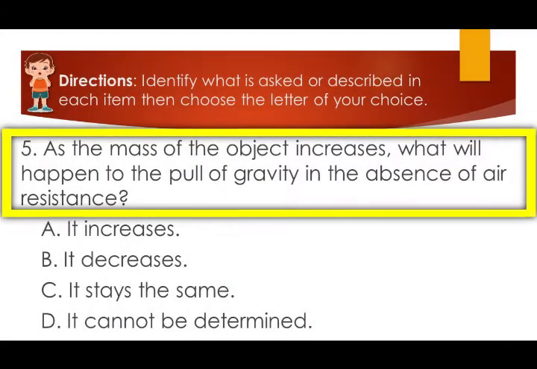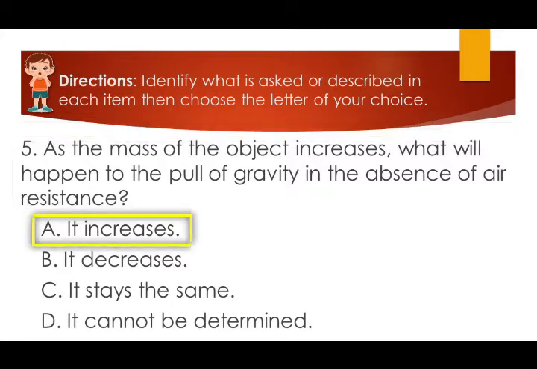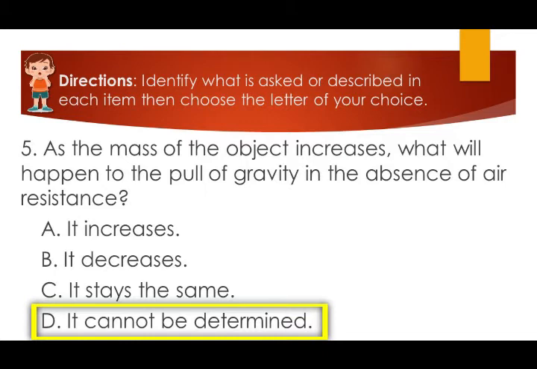Number 5. As the mass of the object increases, what will happen to the pull of gravity in the absence of air resistance? A. It increases. B. It decreases. C. It stays the same. D. It cannot be determined.